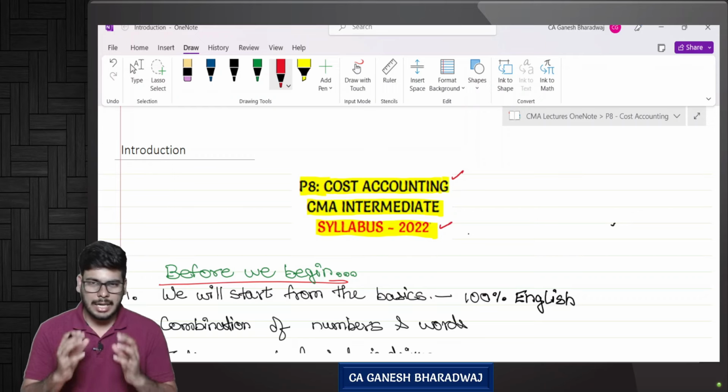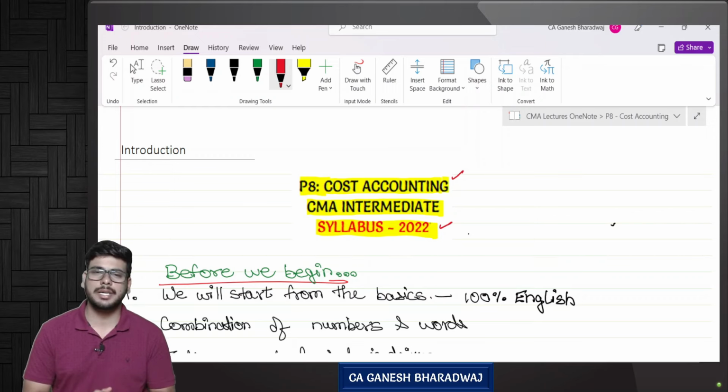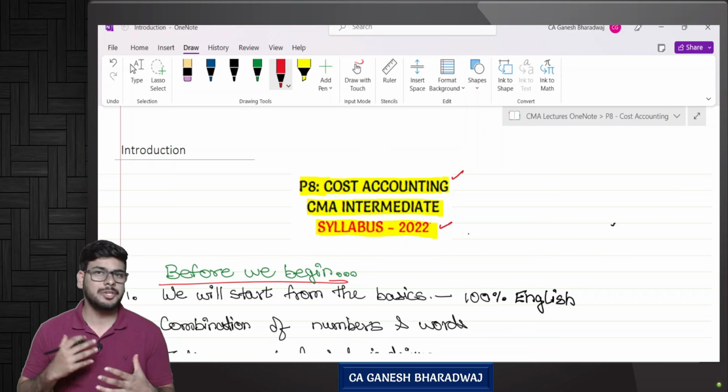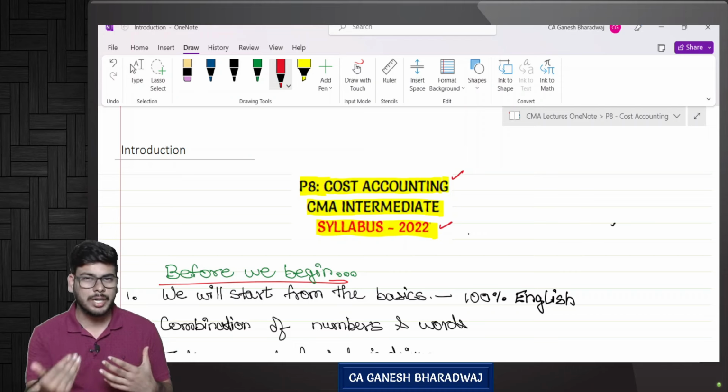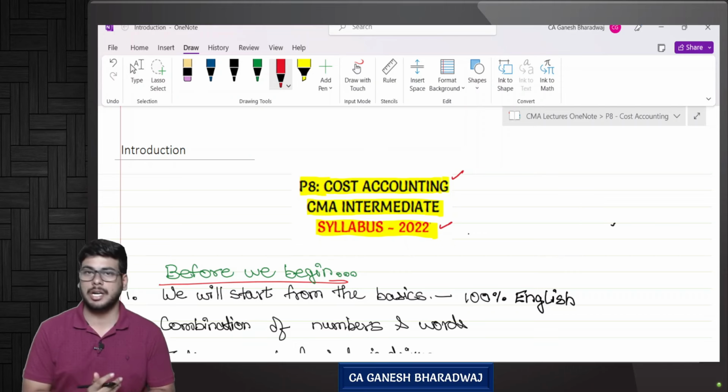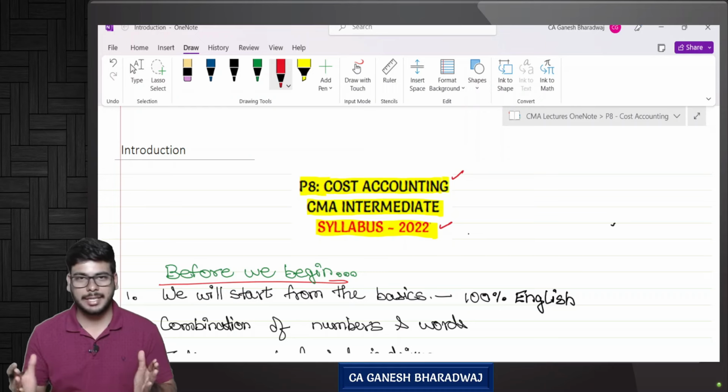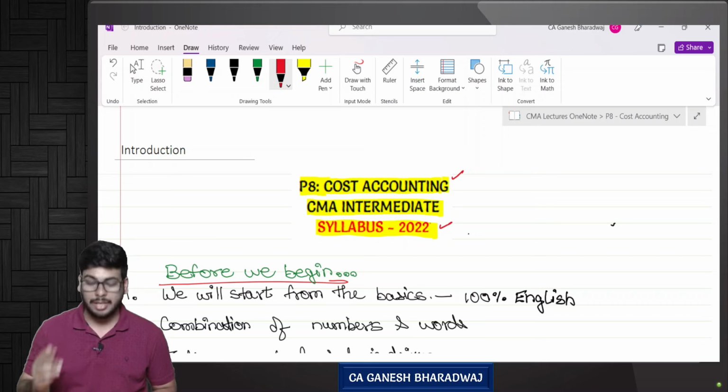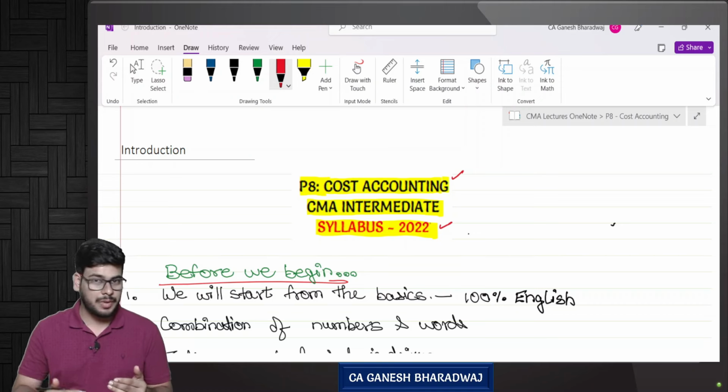Now, in this lecture, we will be seeing the overview of the subject, and I will also be sharing with you what you can expect during the course of our lectures, and most importantly, what are the things that need to be followed from your side as a student when you are watching these lectures. So let's get started. I call this "before we begin", because we have not started yet.